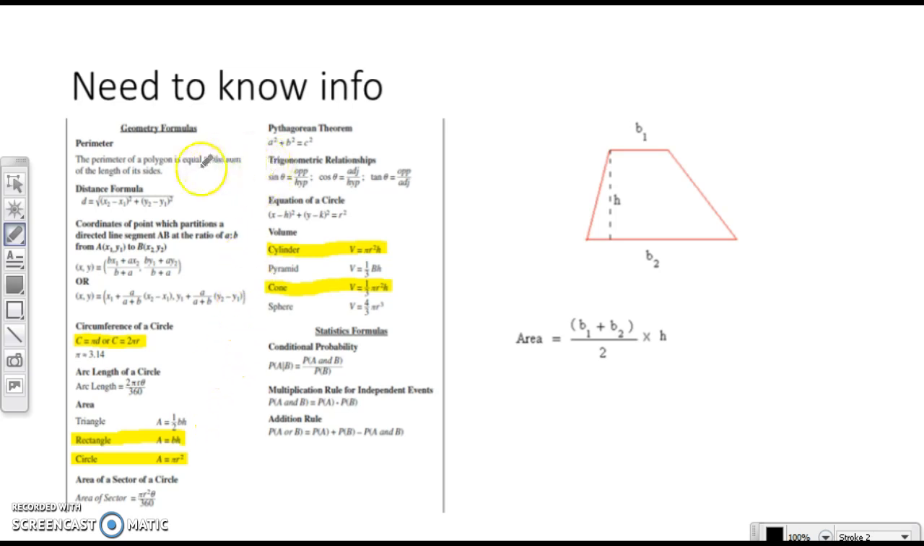And so I went ahead and pulled your formula sheet. Most of these formulas are on your formula sheet. The only one that's not on there is the area of a trapezoid. Should have labeled that, oops. So I'm going to provide that to you here. You just take your base plus base, divide it by 2, and then you multiply it by your height. All right. Every other formula that you need to know for this quiz is on your formula sheet.